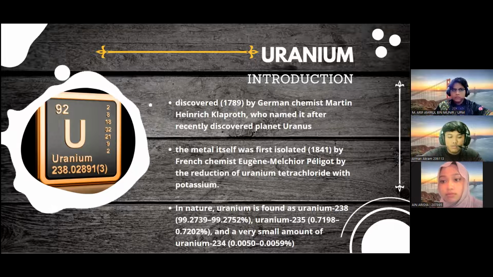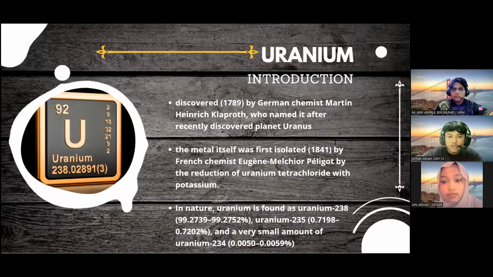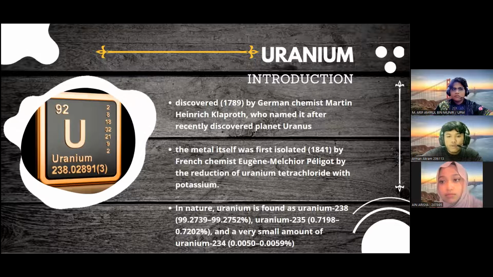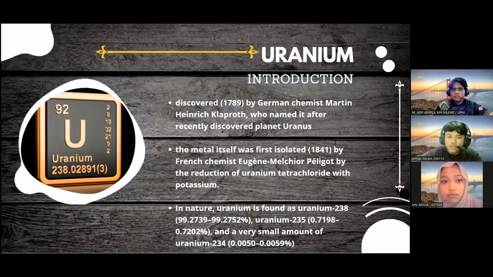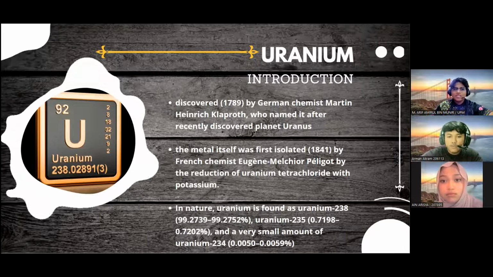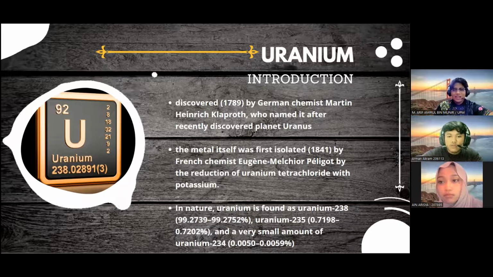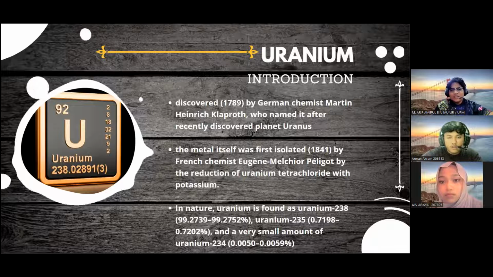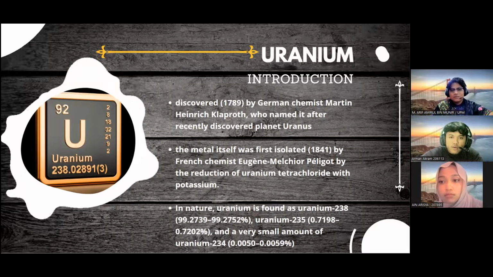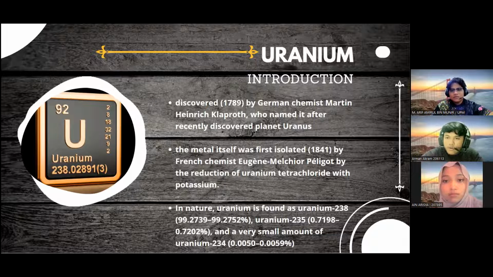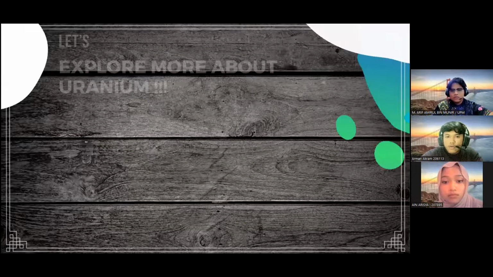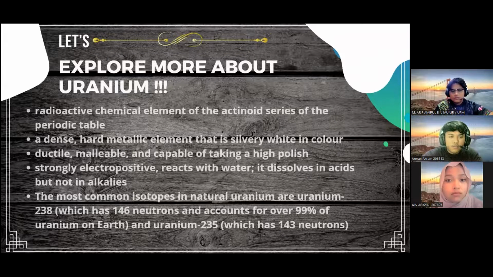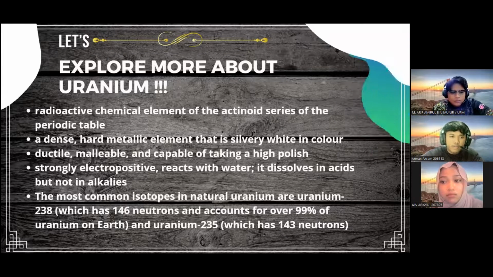In addition, in nature, uranium is found as uranium-238, which is about 99%, uranium-235, about 0.7%, and a very small amount of uranium-234, about 0.005%. So for the next slide, we will talk more about uranium.